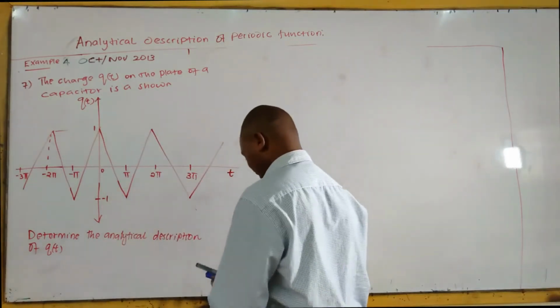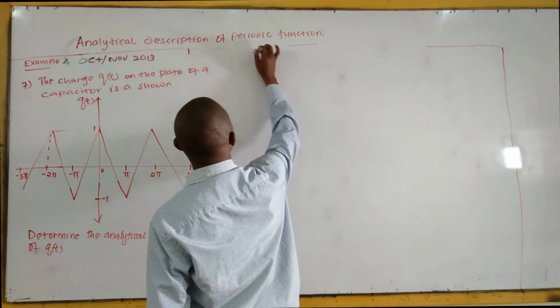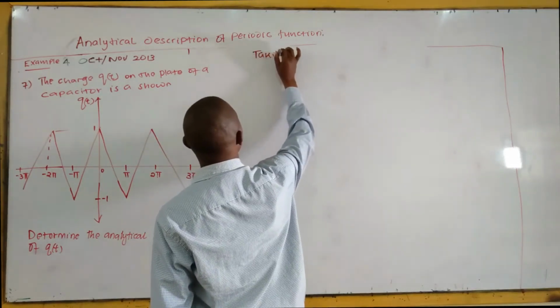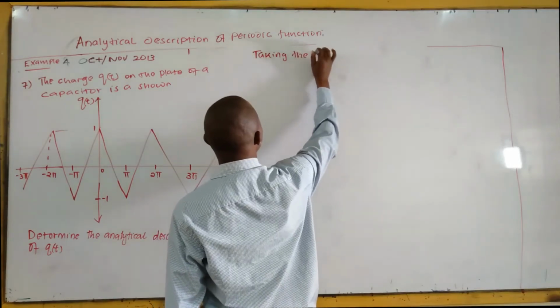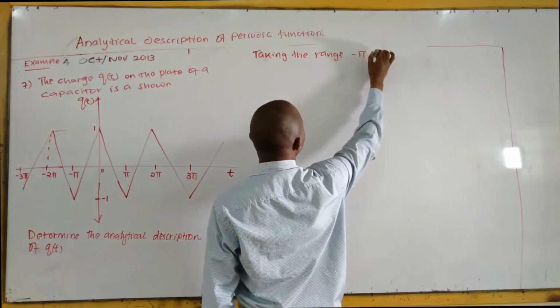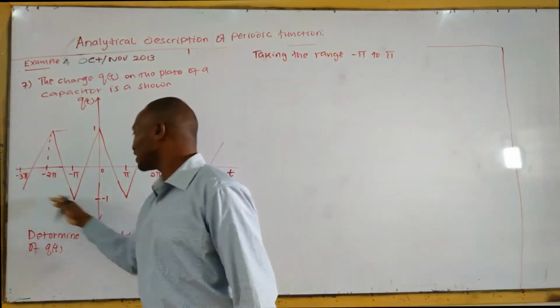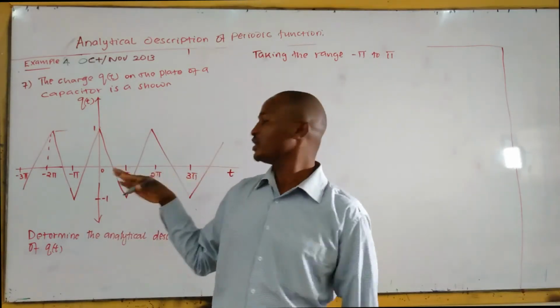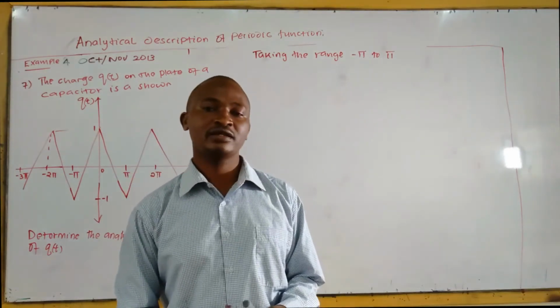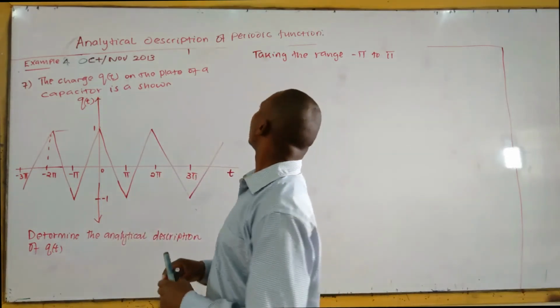So here you can say, taking the range from negative pi to pi. But we also took a different range. We determine the Fourier series representation. You don't get the same answer.